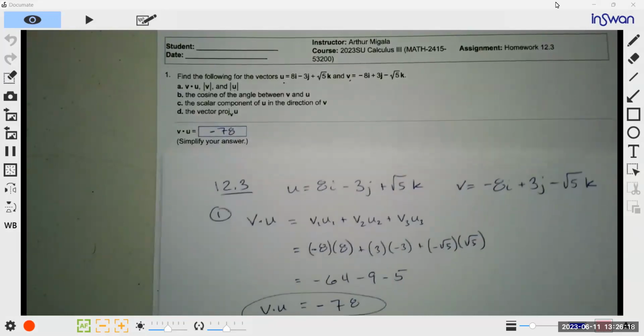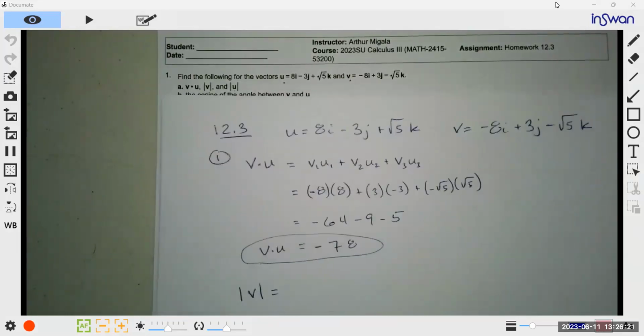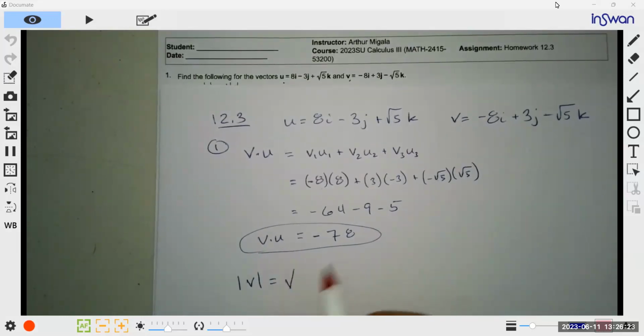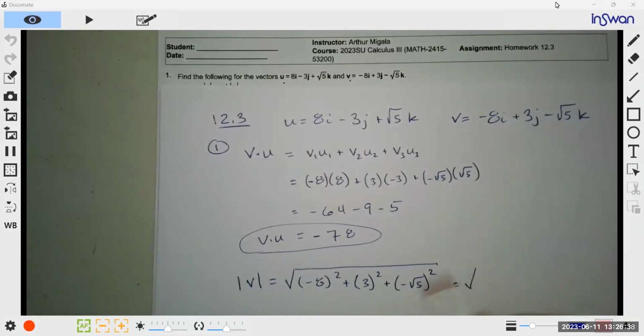Now the next one's asking for the magnitude of v. So it's negative 8 squared, 3 squared, negative radical 5 squared. Negative 8 squared, 8 squared is 64. 3 squared is 9. Radical 5 squared is 5. 64 plus 9 plus 5 is 78, so the magnitude is radical 78.